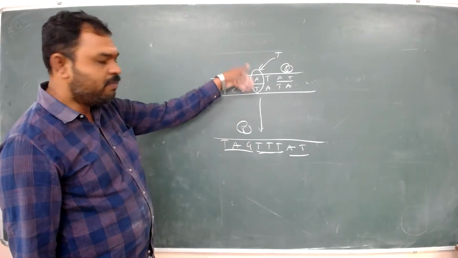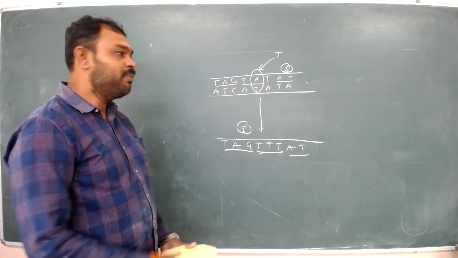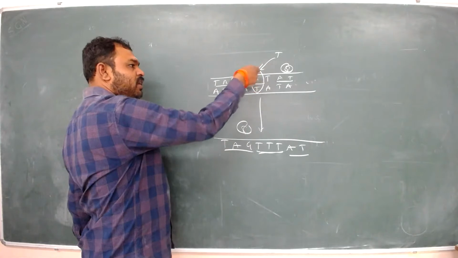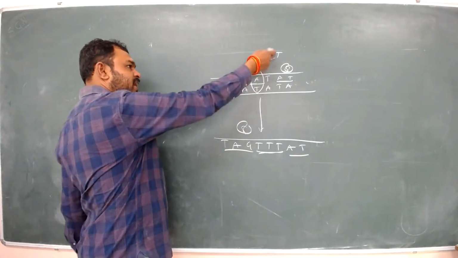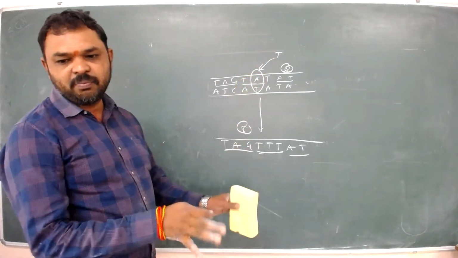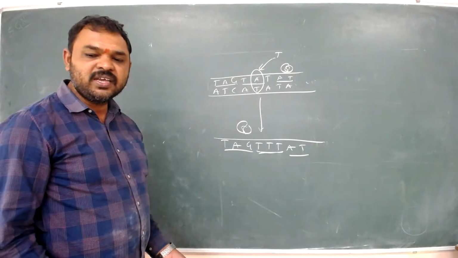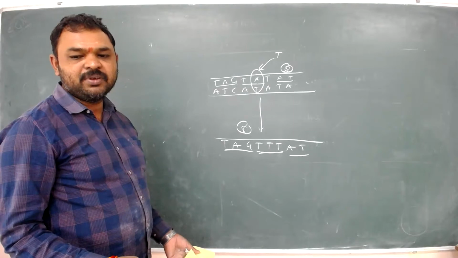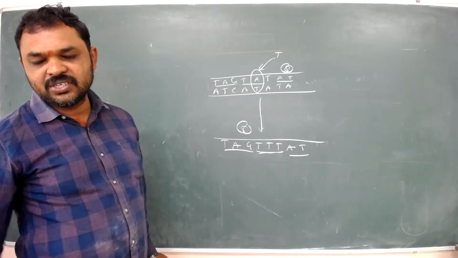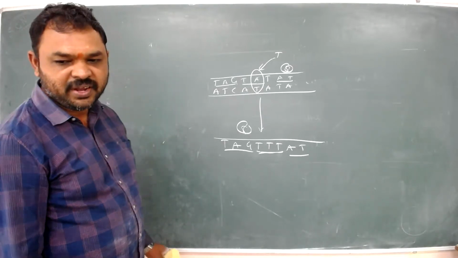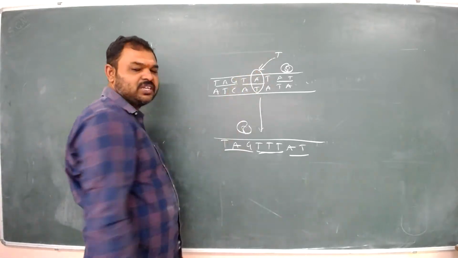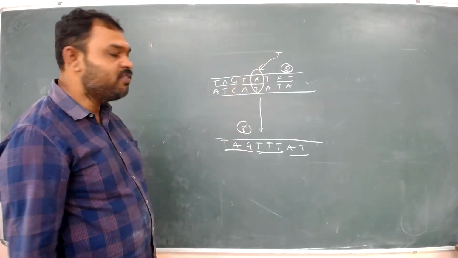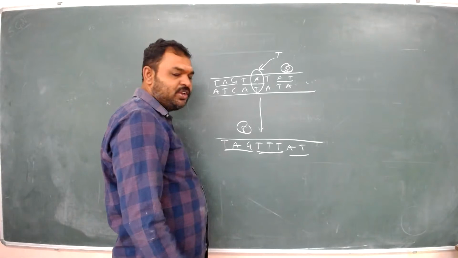The frameshift means many nucleotides may be added or deleted. In a point mutation, in place of A, T is replacing. This is a replacement. But in another case, deletion may happen here, or replacement may happen. Another case is adding many nucleotides here.